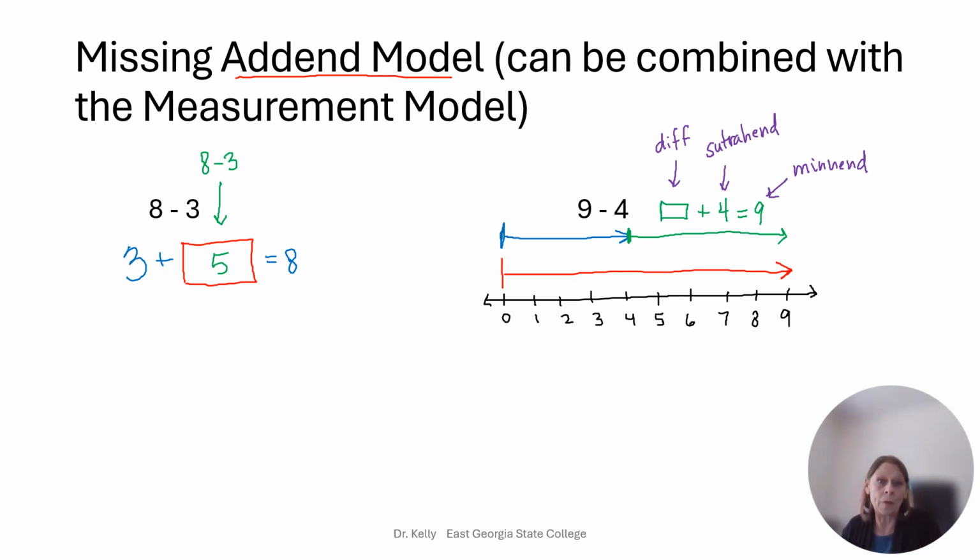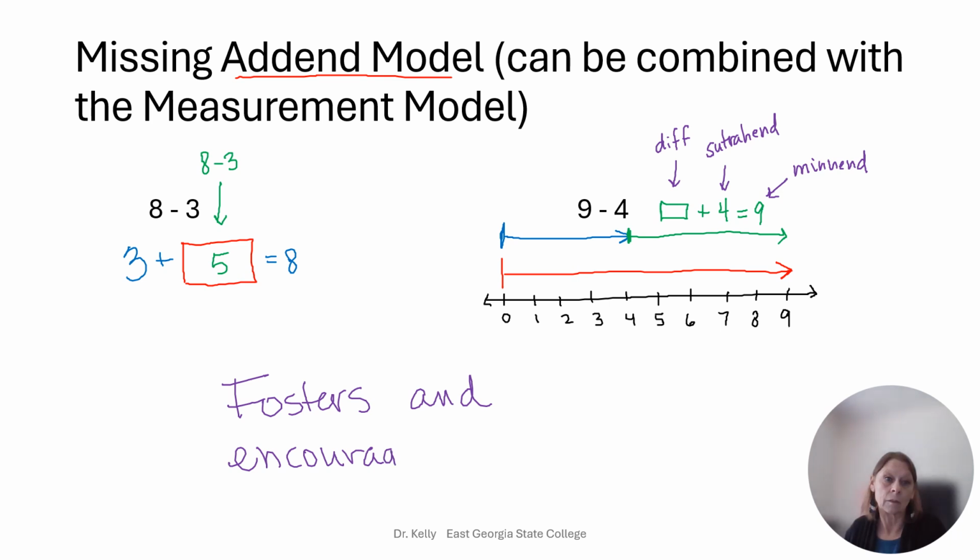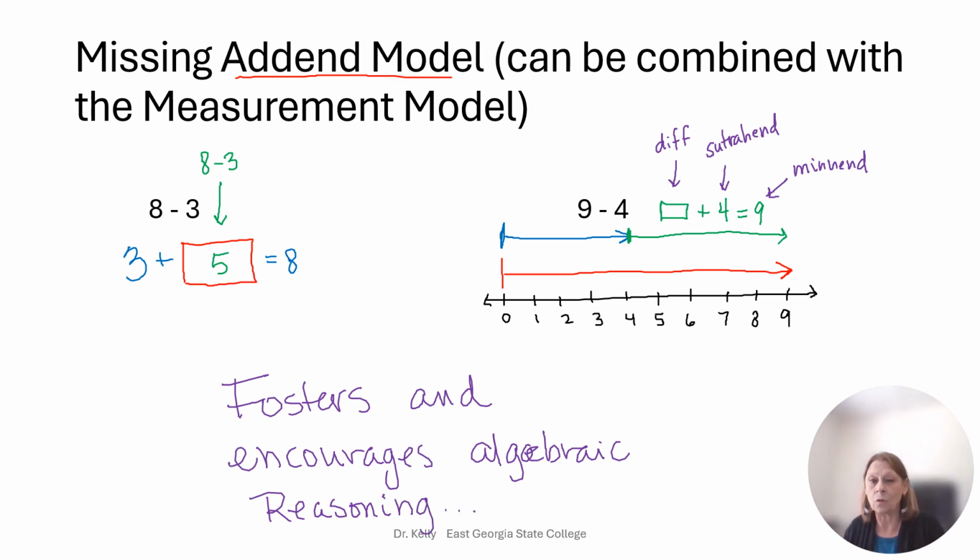So that's the way that you can set it up doing the missing addendum model. Okay. The cool thing about the missing addendum model is that it fosters and encourages algebraic reasoning. You might be thinking, oh, algebraic reasoning, they don't need to do that until they're older. No, algebraic reasoning is a concept that's in the cores in first grade. So that doesn't go away. I think there might be one more.